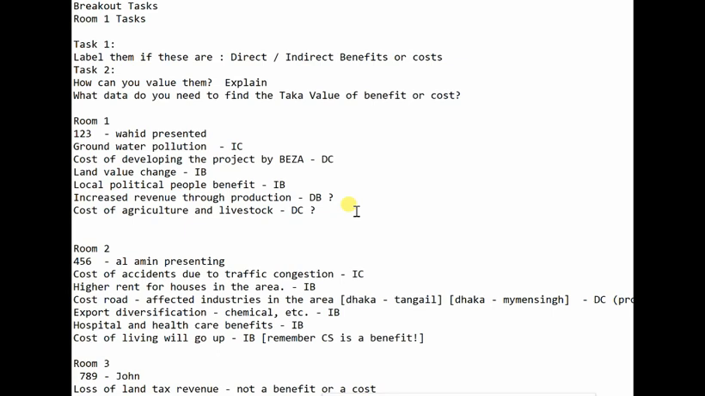Number one, to think about it. Number two, if I now do an analysis from the project point of view, from the investor's point of view, they will be looking at only direct benefit, direct cost. So in other words, if I am investing in a project, I'll be looking at what is known as financial analysis. What does financial analysis include? Only direct cost and direct benefit. So remember this, only direct cost and direct benefit enters into financial analysis.